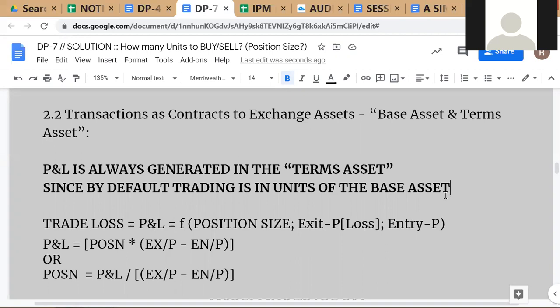So PNL is always generated in the terms asset. This is an important principle, since by default trading is in units of the base asset. When you trade sugar, you are trading in quintals of sugar. You don't trade sugar in terms of wanting to buy sugar for 10 million rupees. You can also do that, no bar on it, but that's very unusual. The default assumption is that trading is in units of the base asset.